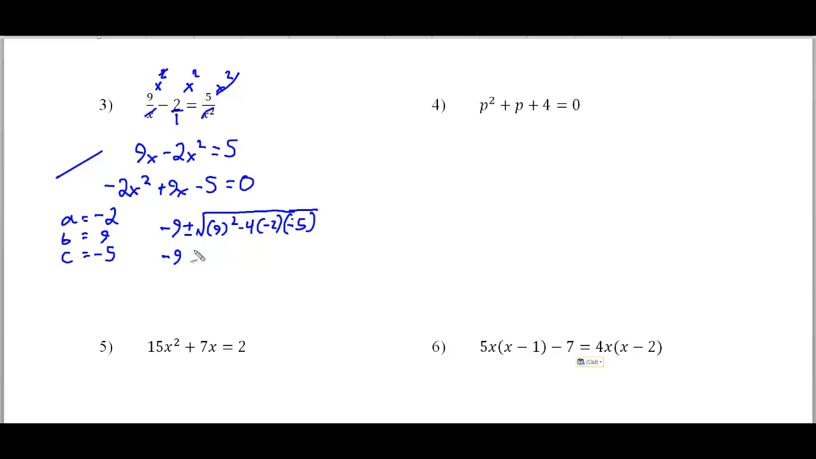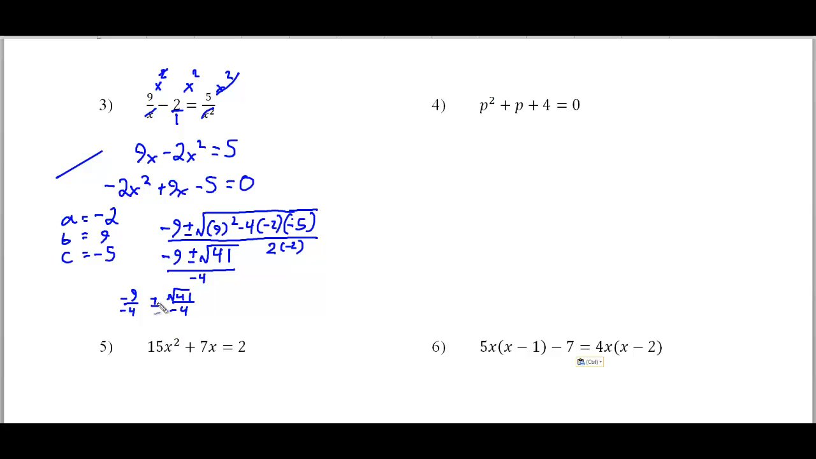Try not to do the square root at the same time. It's easier to get your square root, and if it's not, like in this case, easily rootable, you're just going to keep it as the square root of 41. The square root of 41 is then going to be divided, whoops, I forgot my 2a up here. So this is 2 times negative 2. So this makes negative 4 as my denominator for my quadratic formula. I am going to split this up into negative 9 over negative 4 plus or minus the square root of 41 divided by negative 4.